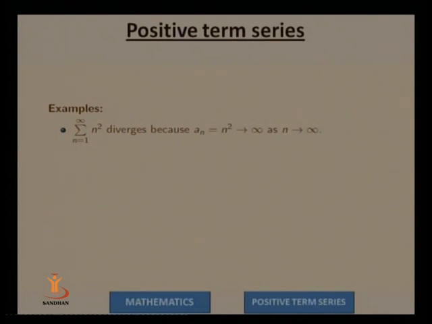Now let us take an example for that nth term test. The example is summation n square. It will diverge because its nth term, that is a_n, will go to infinity as n tends to infinity.